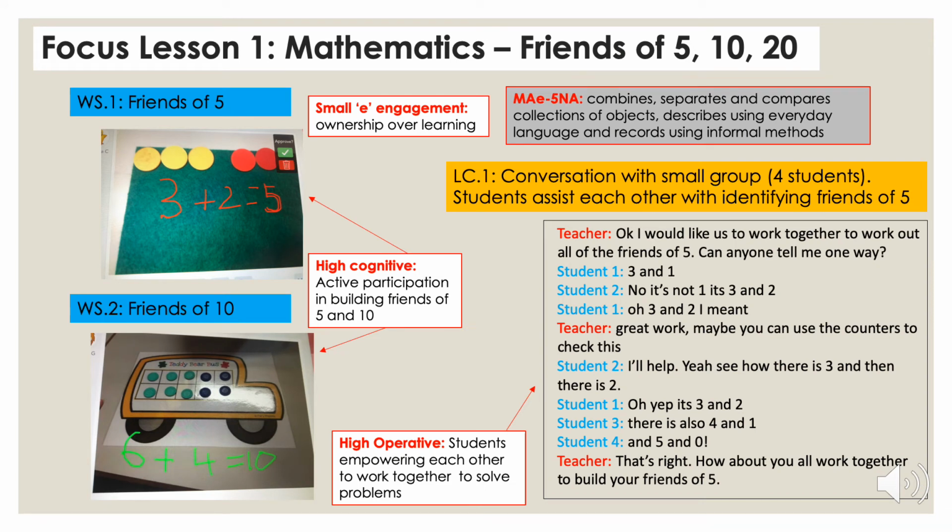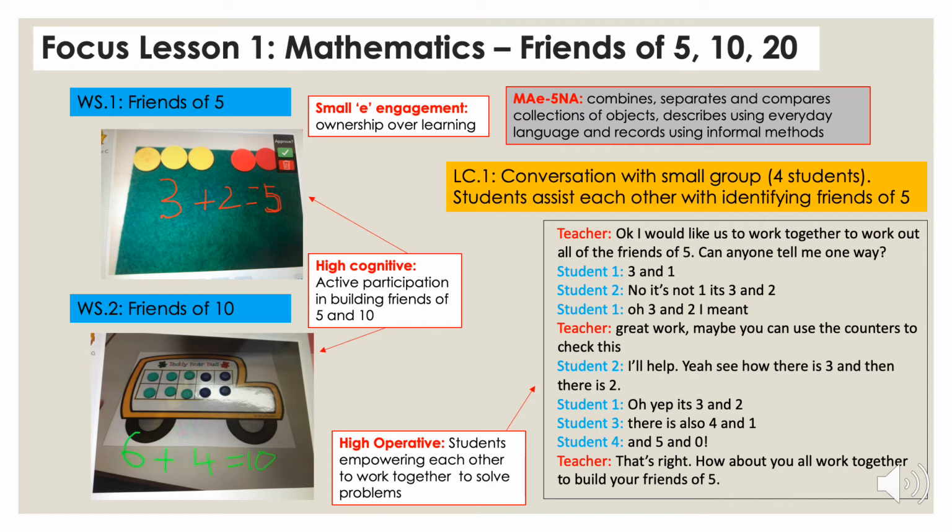The first lesson was a mathematics lesson focused on identifying and building friends of 5 or 10, depending on the student's ability level. In this way, this lesson was differentiated to meet the needs of all students, as their task was specific to their learning goal. This is evident in work sample 1 and 2, where students were asked to build either friends of 5 or friends of 10, using counters, and then utilising ICT through recording photo evidence of their work and writing the appropriate number sentence.